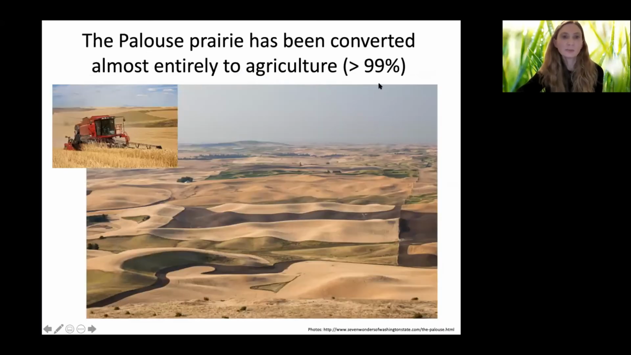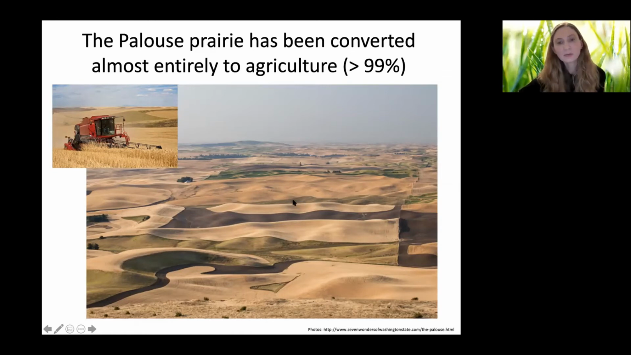And so the Palouse Prairie has been converted almost entirely to agriculture, which has resulted in a loss of biodiversity and habitat for native wildlife and a loss of ecosystem services. One of the reasons this area has been so heavily converted to agriculture is because it has really naturally fertile soils. So the soil is high in phosphorus. And when you drive through eastern Washington, you see these beautiful rolling hills that are covered in wheat or dry beans. And so that's former Palouse Prairie.